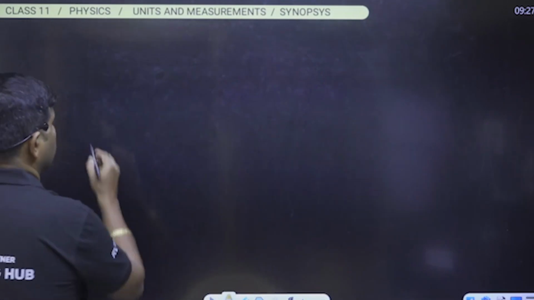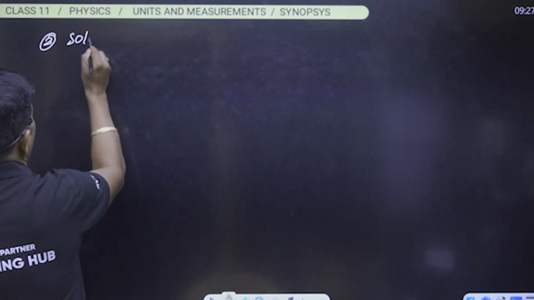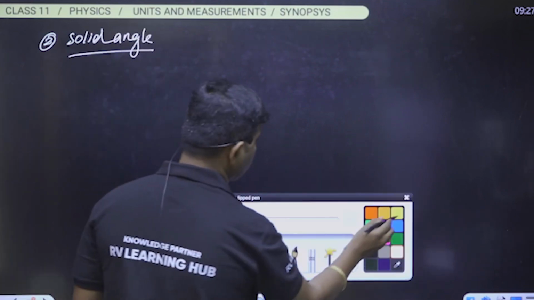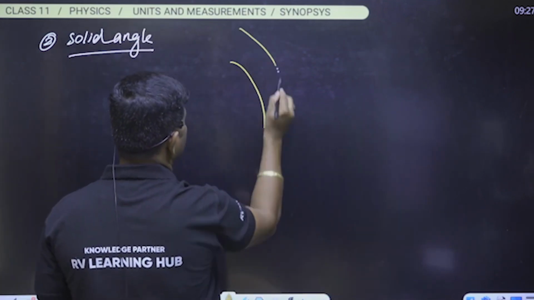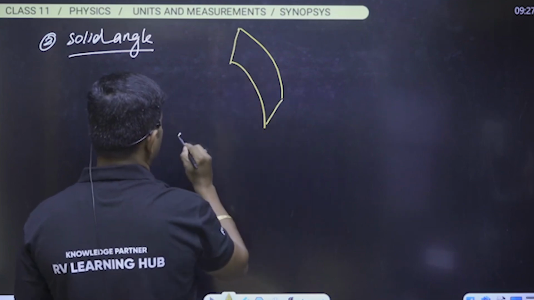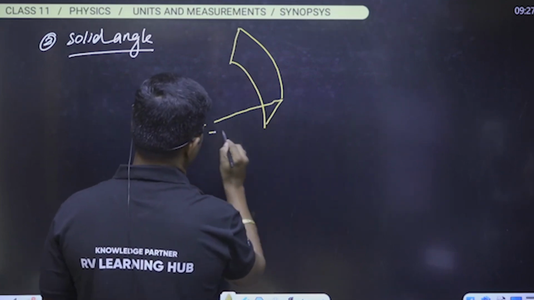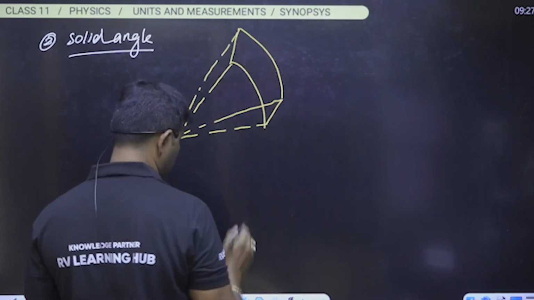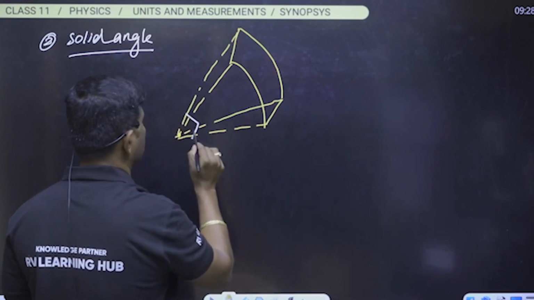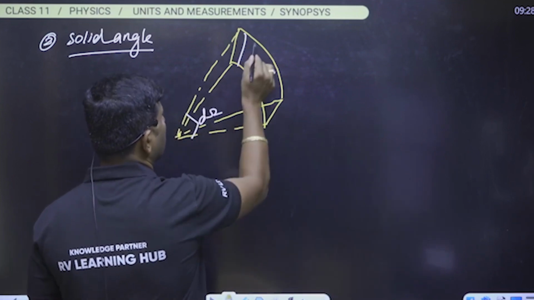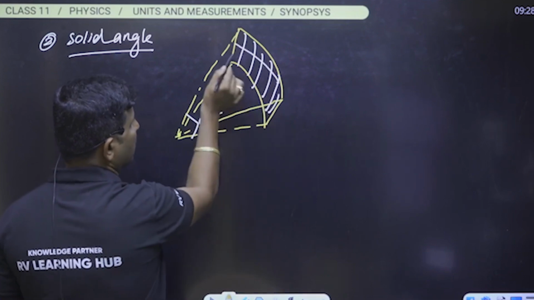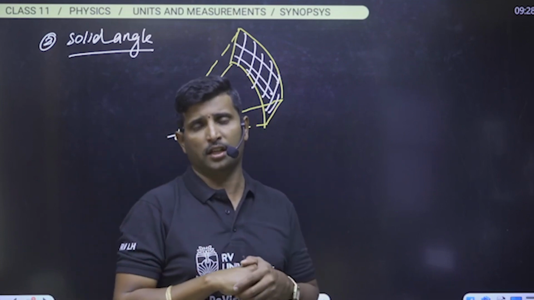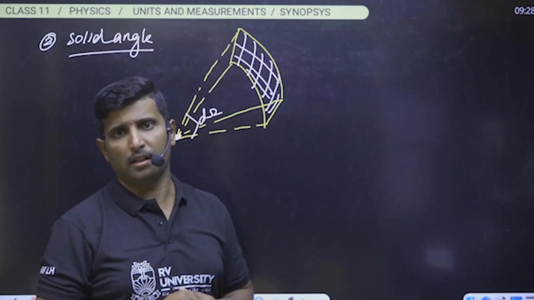So let us see the next one here. It is a solid angle. What is solid angle? Observe the diagram carefully. Whenever we consider the surface like this here, let us say the area of the surface is there. Whenever we consider the surface, definitely there will be some area. Is it right? And this surface will subtend an angle at the center, and that angle is called as a solid angle.